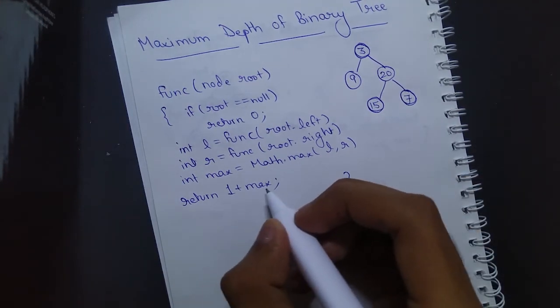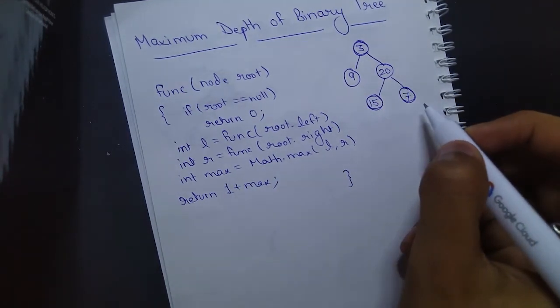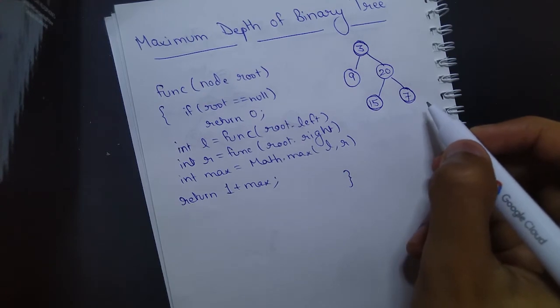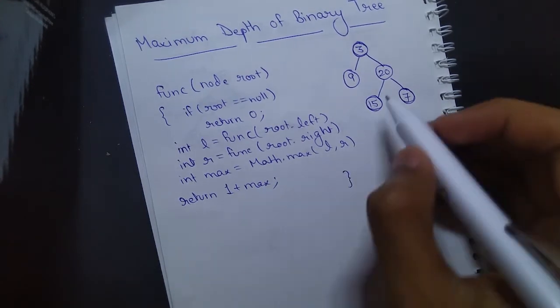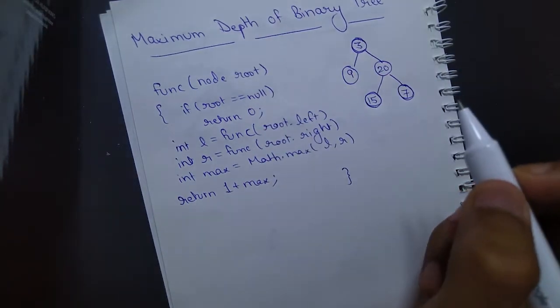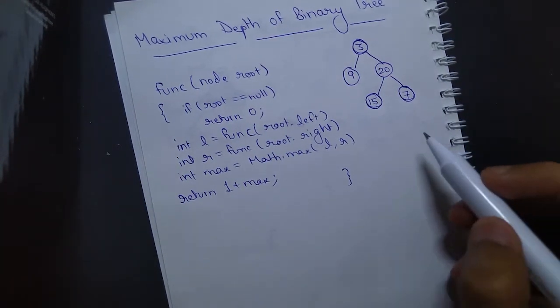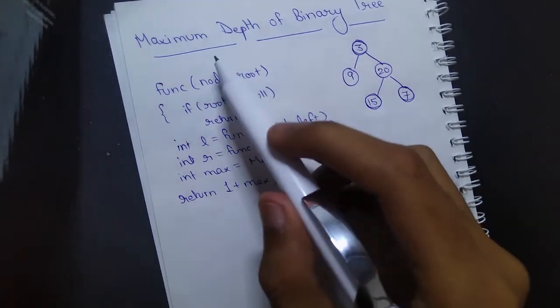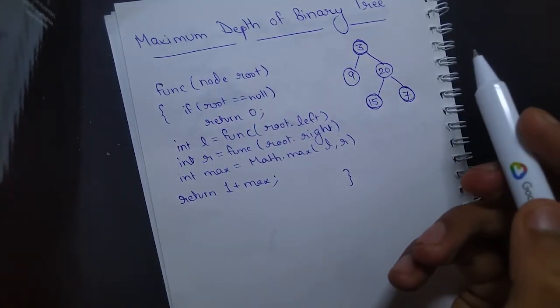Why 1 plus max? Max is the path for the maximum nodes below it, and 1 is because the node which is being passed will also count itself before returning. So this is the pseudocode for the recursive solution for maximum depth of binary tree. So let's move on to the Java solution.